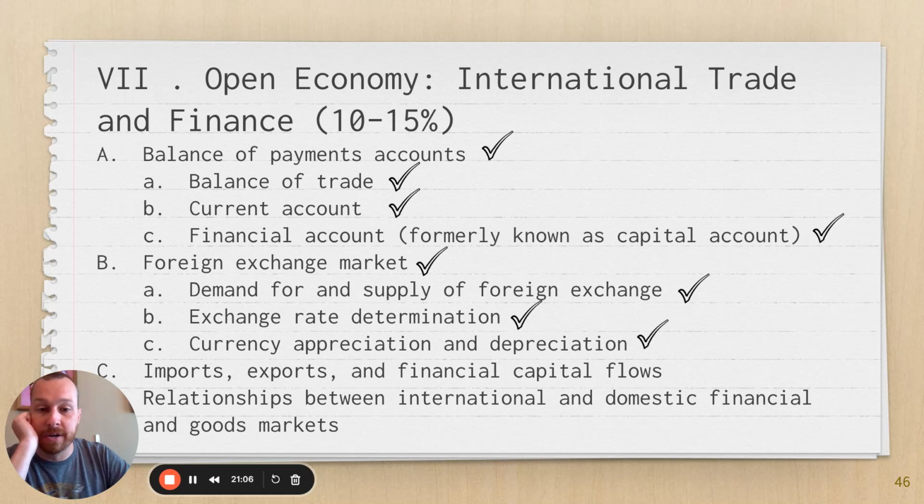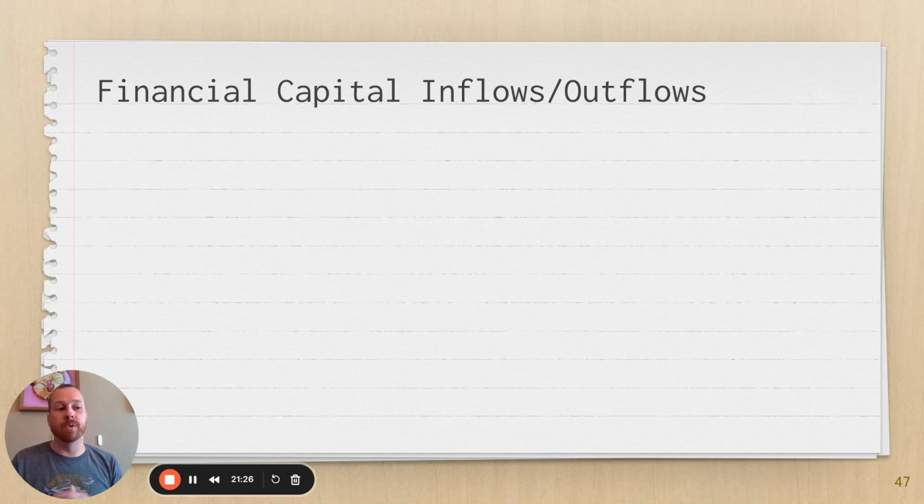The last piece here is the financial part, the financial capital flows. Okay. And this is where they love to do it on that number one. They love to tie it back to the ADAS and the money market graph and the loanable funds graph. Because I'm betting this is what they're going to do, because the last couple of years they've kind of given this its own question. So I'm betting this is what they're going to do this year.